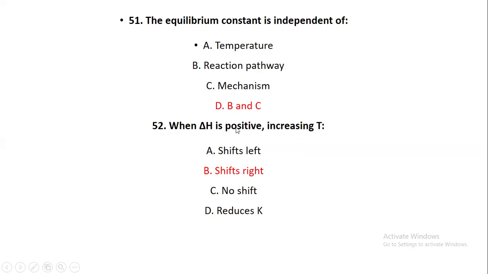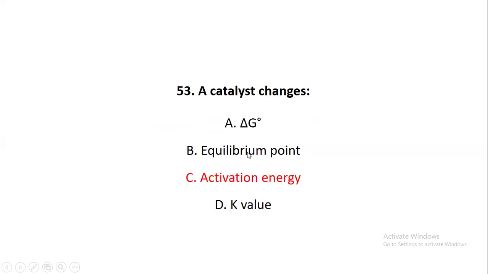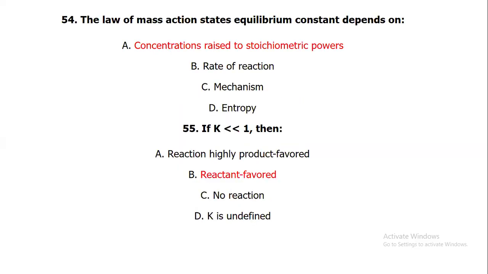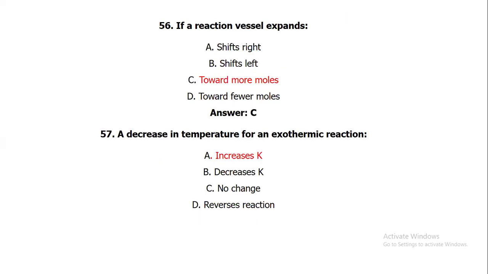When the delta H enthalpy is positive, an increase in temperature shifts right, or a catalyst changes activation energy. The law of mass action states the equilibrium constant depends on concentrations raised to stoichiometric powers. If K is less than 1, then reactant favored.